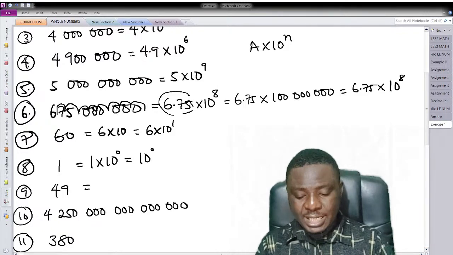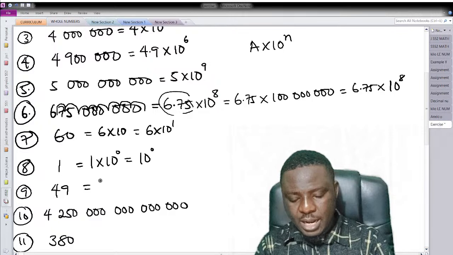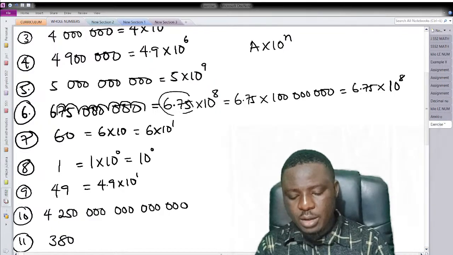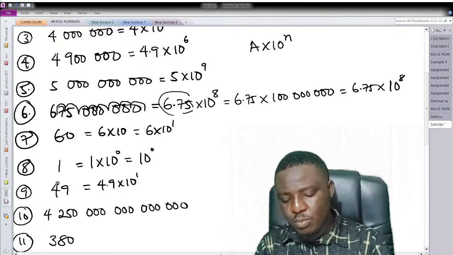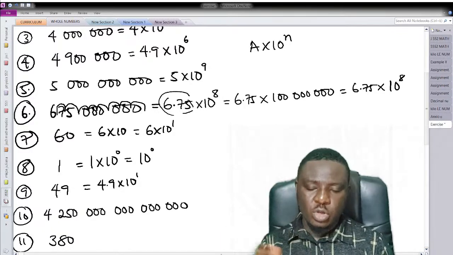Number 9, we have 49. 49 in terms of index form can be said to be 4.9 times 10 to the power 1 because the decimal point is said to be moved 1 time to your left.